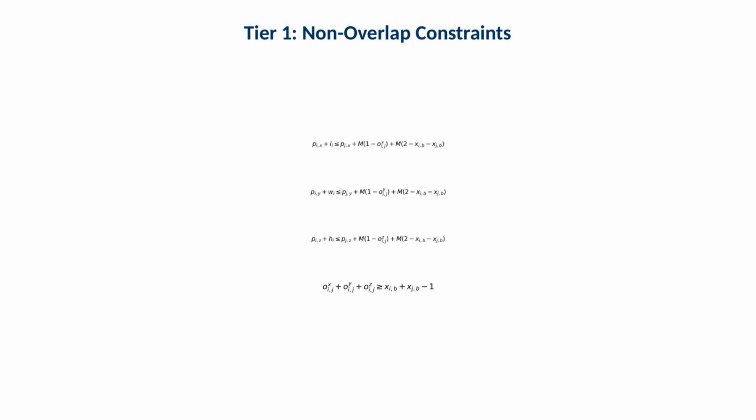Non-overlap constraints prevent any 2 items from occupying the same physical space in the same bin. For each pair of items, the model enforces that at least one axis separates them.